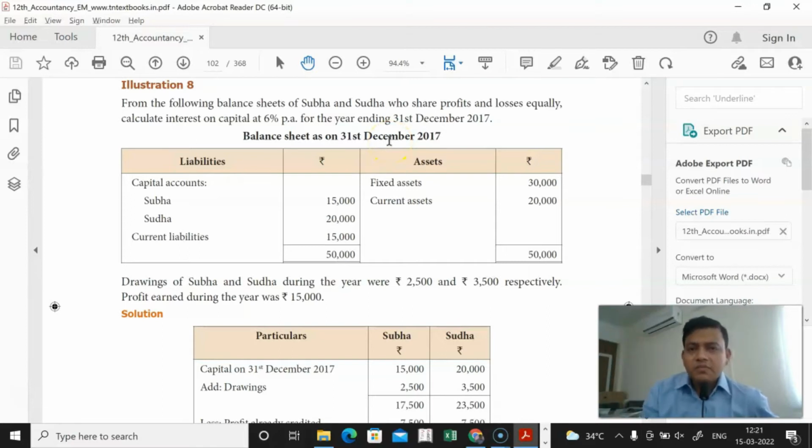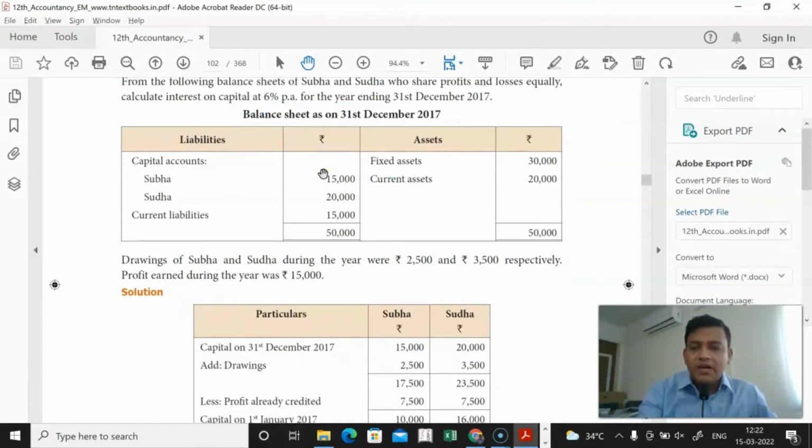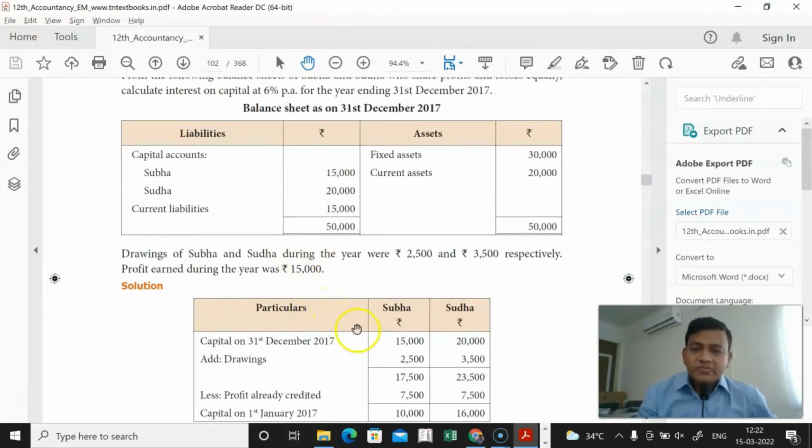On 31st December 2017 the closing capital they have given is 15,000 and 20,000. It is there in the balance sheet, right? So this capital will have profits, additional drawings, and any withdrawals. After adding or subtracting everything, we have arrived at the closing capital. Keeping that in mind, the capital is now 15,000 and 20,000.